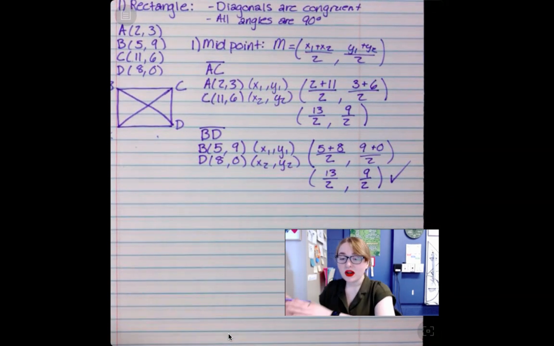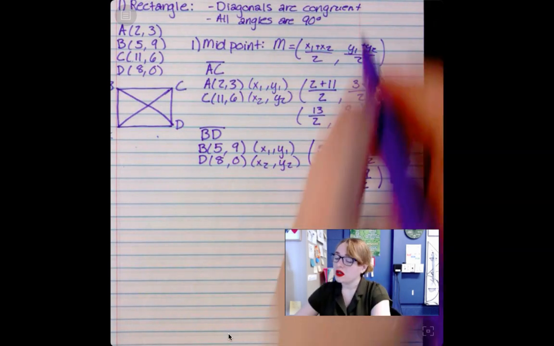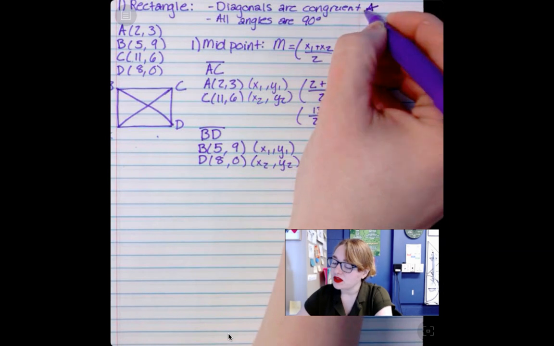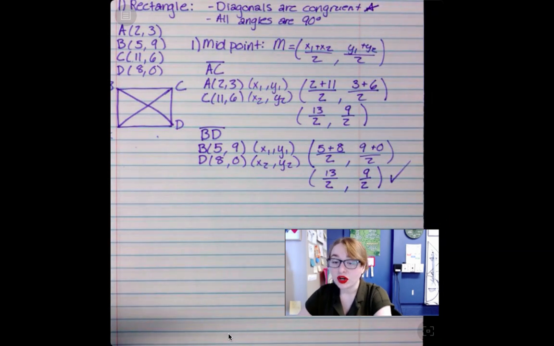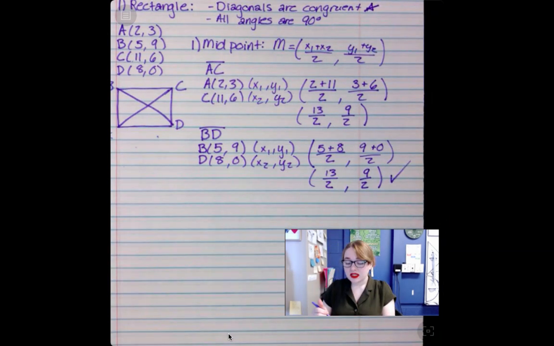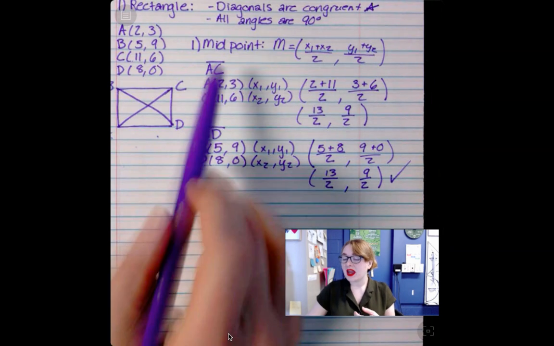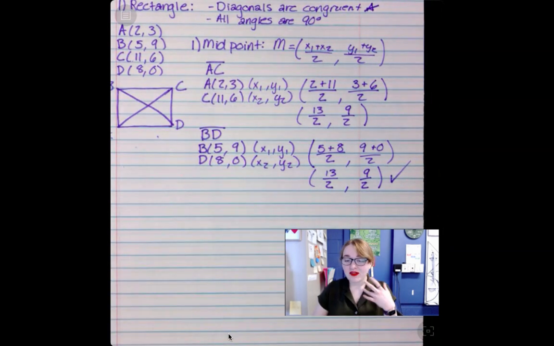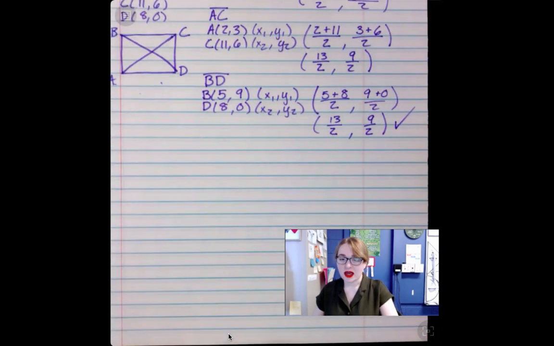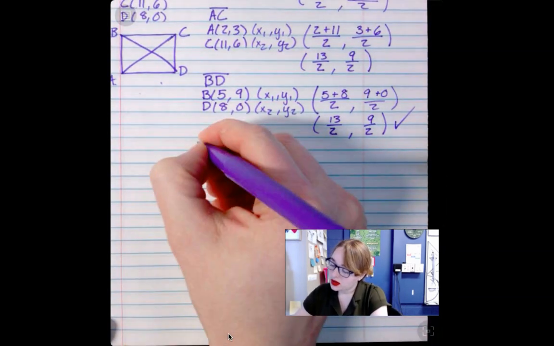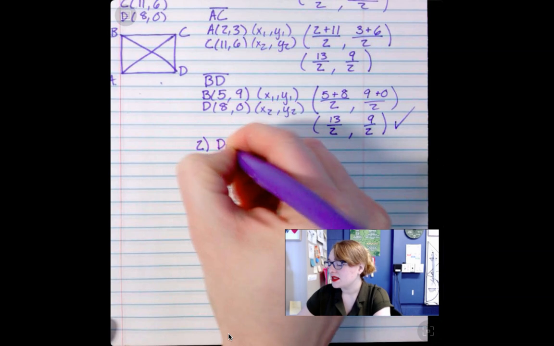Okay, so we proved that this shape is a parallelogram, but now we want to prove that it is a rectangle. So we're going to look at this first rule for rectangles, and that is that the diagonals are congruent. So we are going to use the distance formula to make sure that AC and BD have an equal distance. Okay, so that's our second step here. Okay, distance.